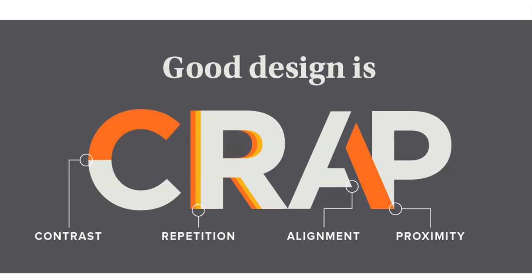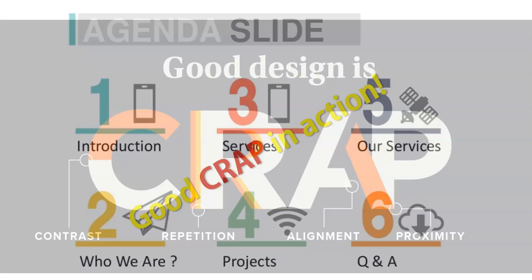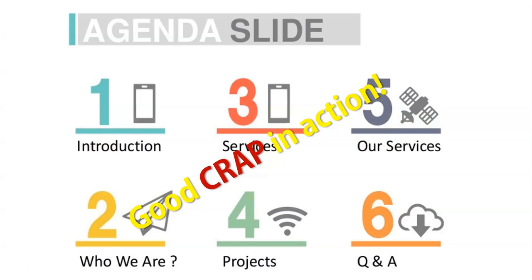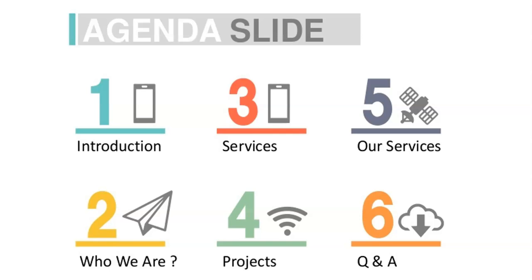Good design is CRAP. That's your takeaway. Contrast, repetition, alignment, proximity. Your content should have these things. That is good CRAP in action: our contrast, our repetition, our alignment, and our proximity. Instead of showing bullets, our agenda is going to look like this, a much more interesting way of showing all of our stuff there.